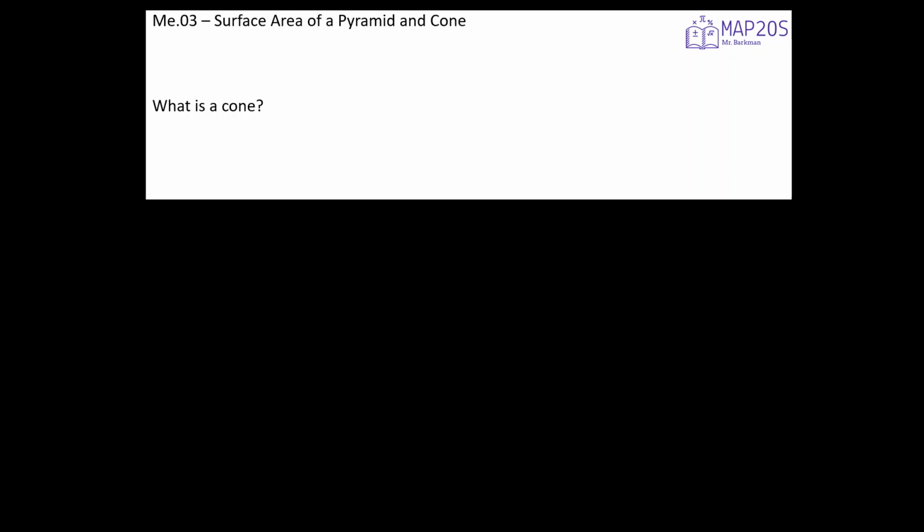All right, so this one we're going to look at is what is a cone, and we're going to look specifically at the parts of a cone as well as the surface area of a cone and how we can solve for it. So we're going to start off with the big question.